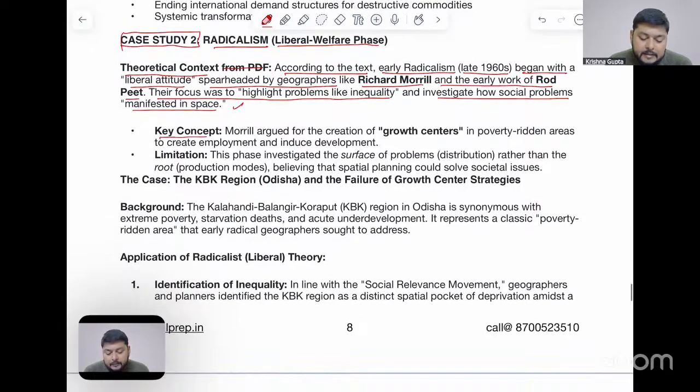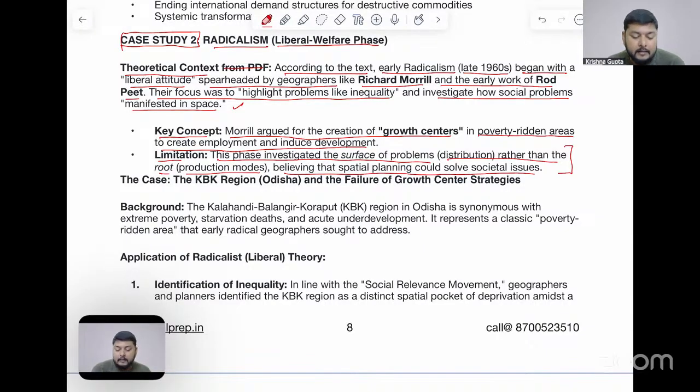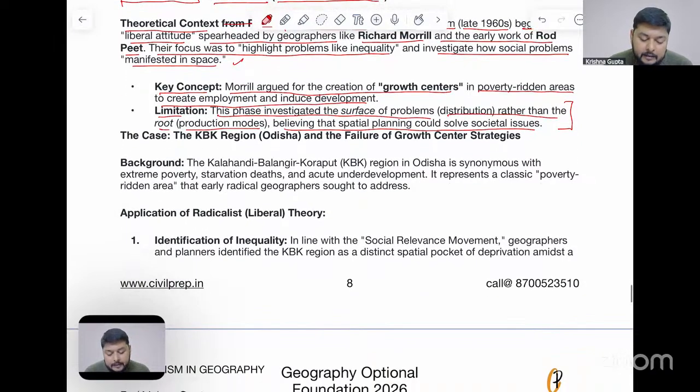Key concept we will see. Morrill argued for the creation of growth centers in poverty-ridden areas to create employment and induce development. Limitations are also there. This phase investigated the surface of problems, distribution rather than the root, that is production mode, believing that spatial planning could solve the societal issues. So this was the one limitation that was seen in Morrill's approach.